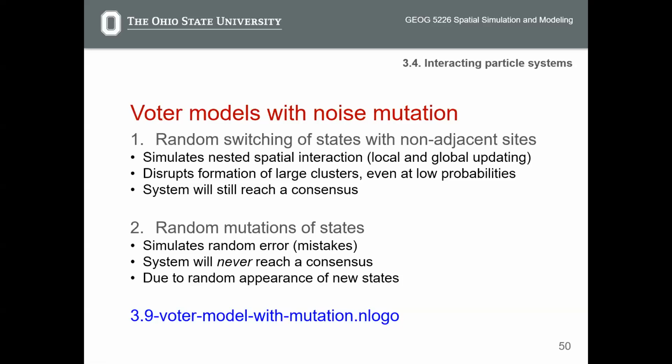You will say, why would I need noise in my simulation? That's because in the real world, when real processes are happening, there could be random noise, and you cannot avoid that. So adding random noise into your simulation makes your simulation more real. And here 3.9 is another NetLogo model you can find on Carmen, for voter model with mutation or with noise.